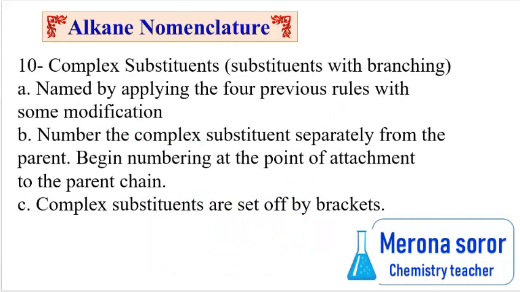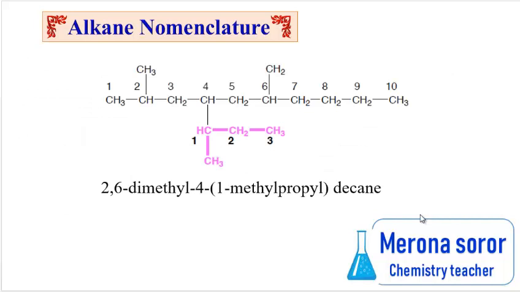Step number 10. A complex substituent with branching is named by applying the 4 previous rules with some modification. Number the complex substituent separately from the parent, beginning numbering at the point of attachment to the parent chain. Complex substituents are set off by brackets. This is an example: 2,6-dimethyl-1,4-brackets 1-methylpropyl decane.